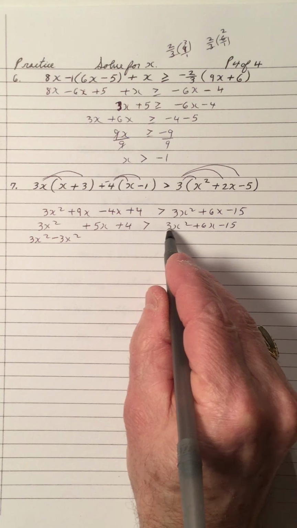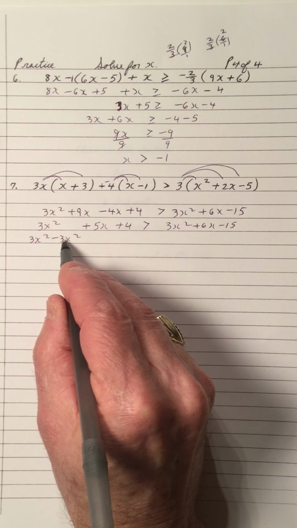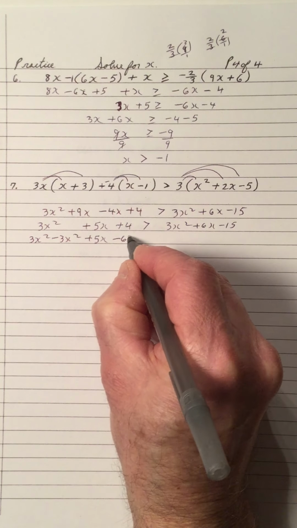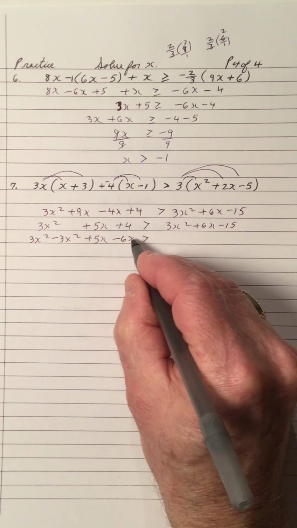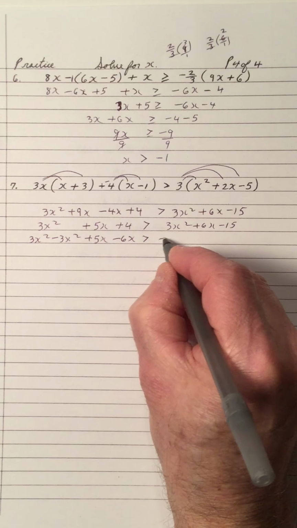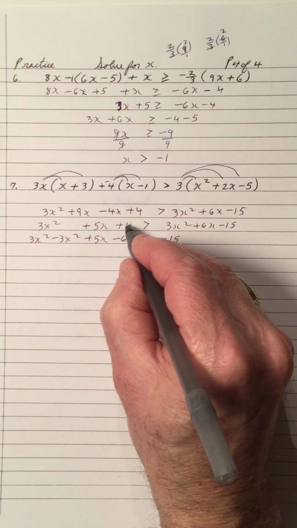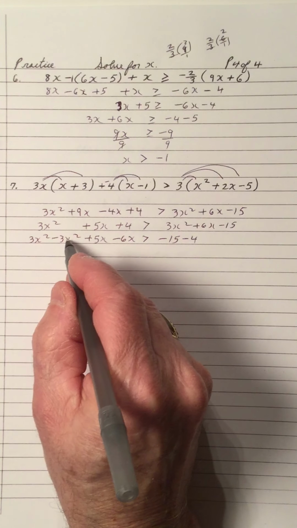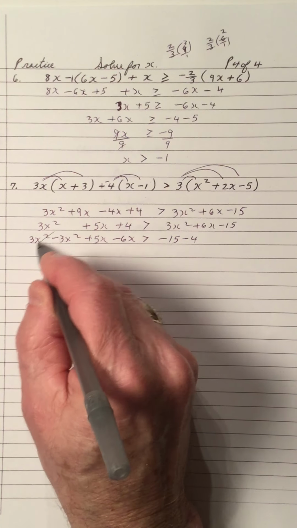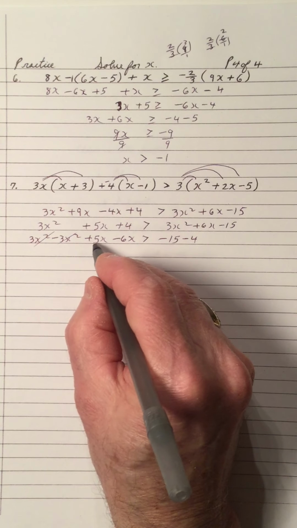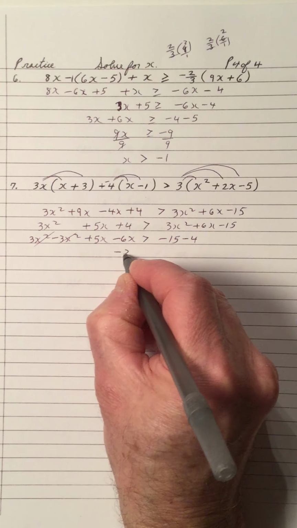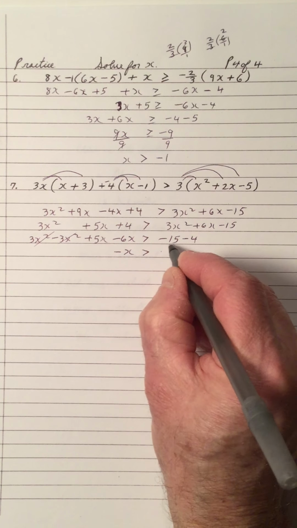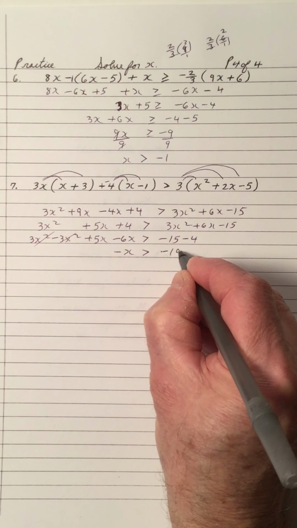And 3x squared moves over to the left to become minus. Then I do 5x. And I got a negative 6x because the 6x moves over to become minus. And I got a negative 15, and the plus 4 becomes minus 4. Notice that 3x squared, and they add up to give you 0. So, 5 subtract 6 is negative 1x, or just negative x. And we add those, and we get negative 15 subtract 4 is negative 19.